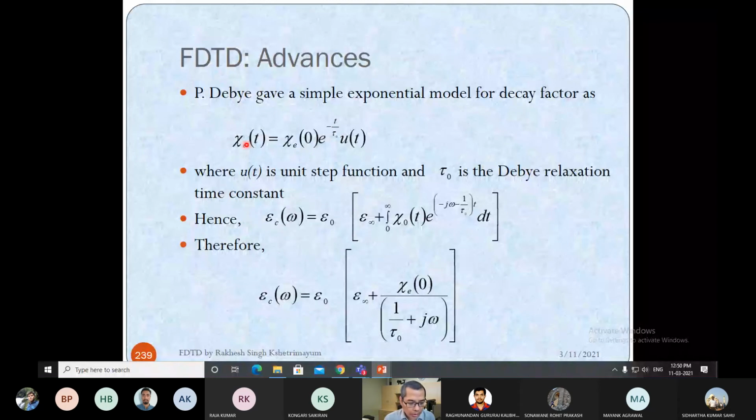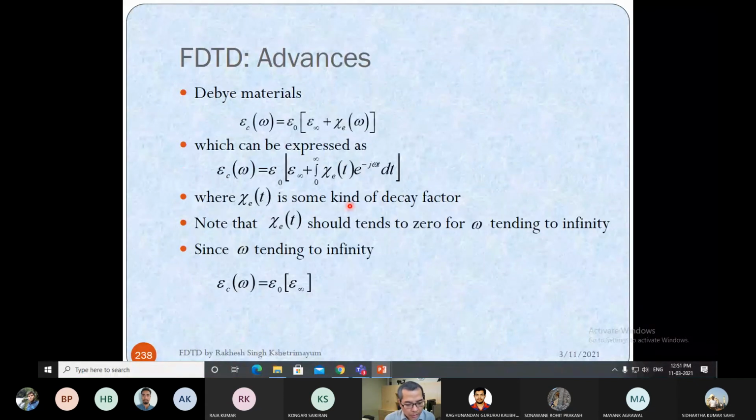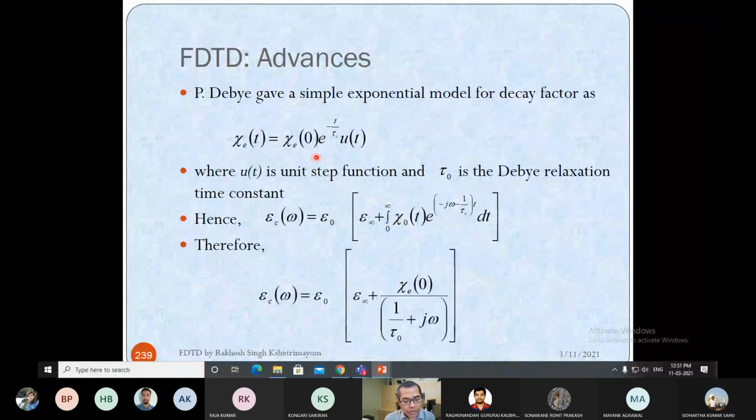So in the Debye model, chi e t as a function of time is equal to chi e at time equal to 0 times exponential minus t by tau naught, where tau naught is the Debye relaxation time constant. So this is an exponential decaying function. When t tends to infinity, this will become 0. That's what we wanted also, because epsilon c becomes epsilon 0 epsilon infinity, and this term becomes 0. If I have a function like this, this term is going to become 0 at t tends to infinity. So let's see. The u t is the unit step function. Tau naught is the Debye relaxation time constant.